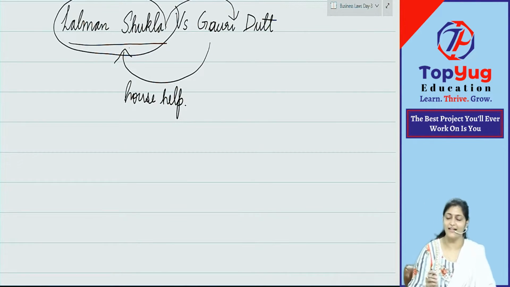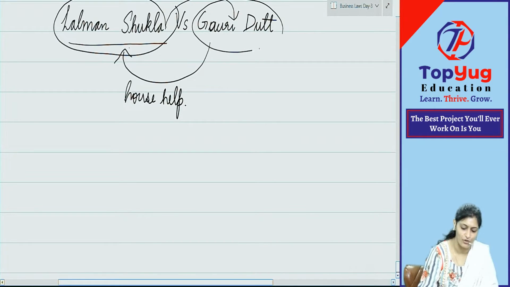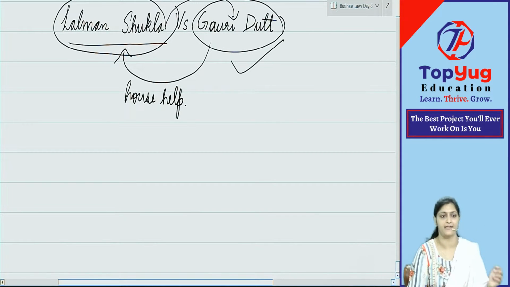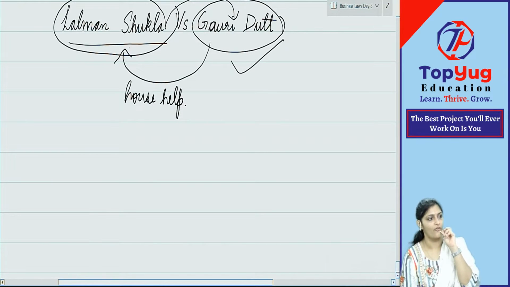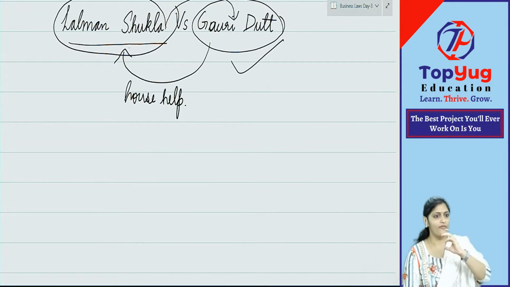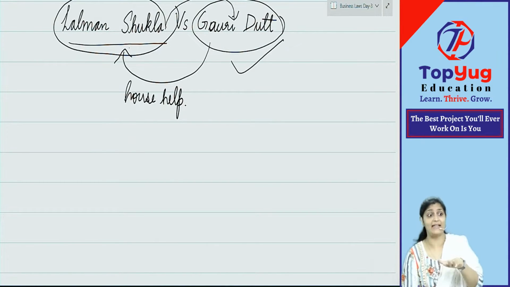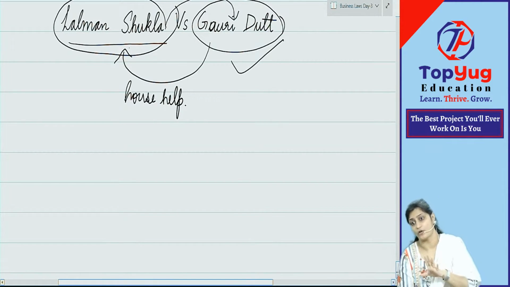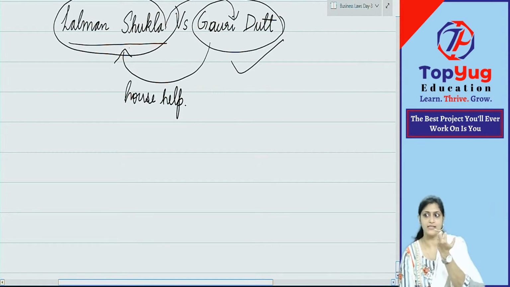Yes, very good. The case will be decided in favor of Gauri Dutt, because if there is no communication of the offer, there cannot be any offer. Here, after finding the nephew, after that he came to know about the advertisement. Before that only, did he search?